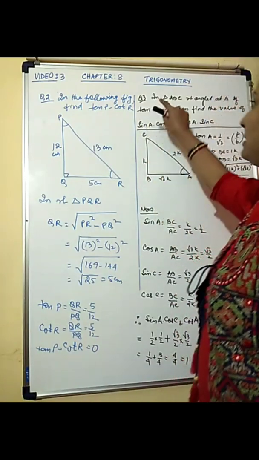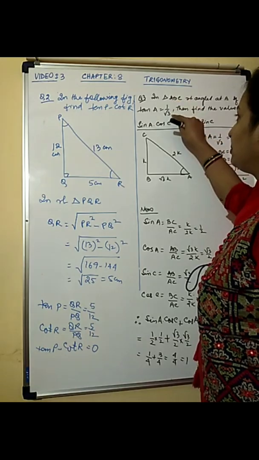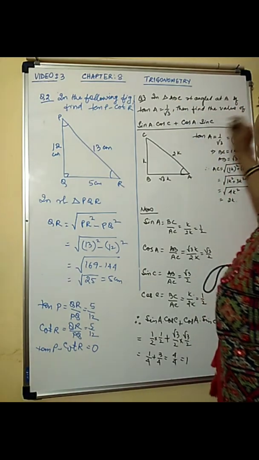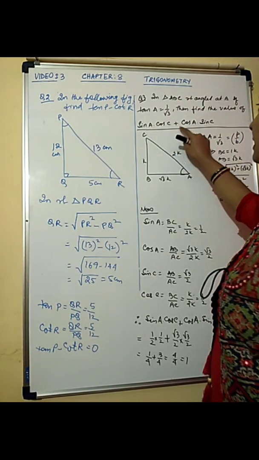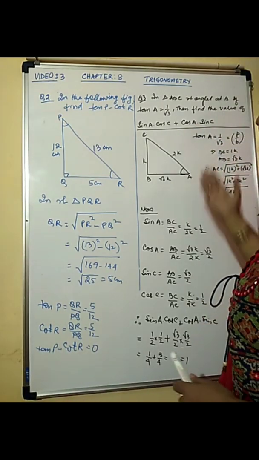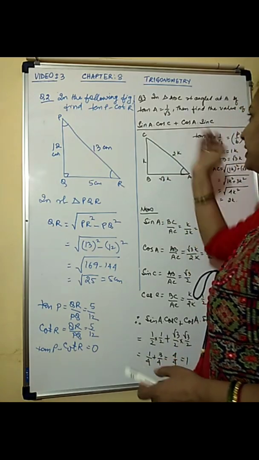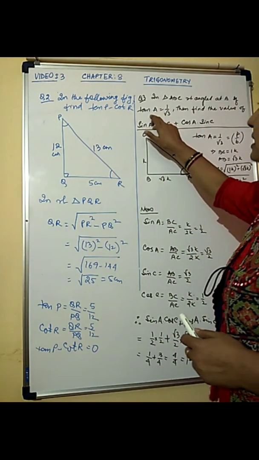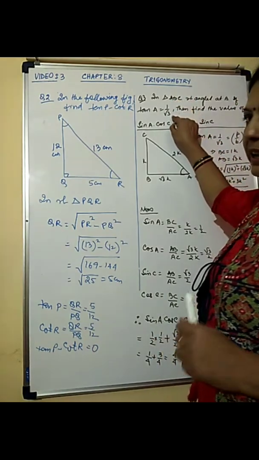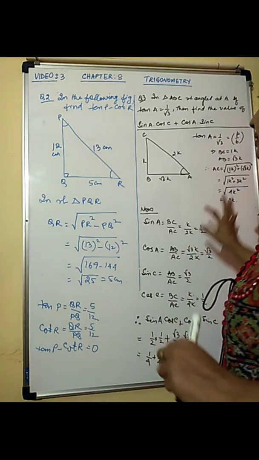Then the third question is, in triangle ABC, right angle at B, if tan A is equal to 1 by root 3, then find the value of sin A into cos C plus cos A into sin C. So first we have to find the value of all three sides, then only we can get the ratios. Because tan is the ratio of perpendicular to base, we don't have the hypotenuse yet, and for sine and cos both we require the hypotenuse.